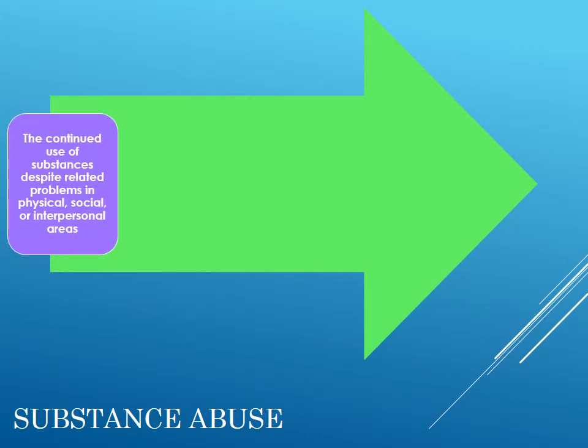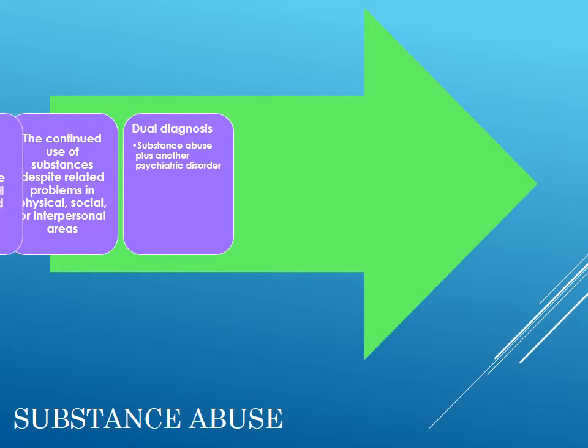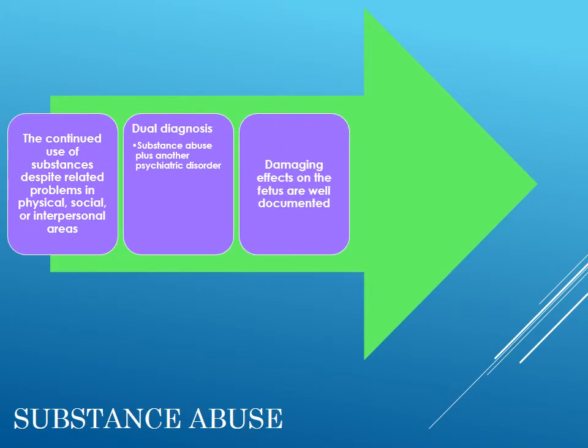The effects of alcohol and drugs on pregnancy are well known and include the continued use of substances despite related problems in physical, social, or other interpersonal areas. Substance abuse usually goes hand in hand with another psychiatric disorder. This is a dual diagnosis situation. As previously stated, the damaging effects of drugs and alcohol on the fetus are well known. Both can pass from the mother to the fetus. Smoking is considered a drug and can have serious effects such as bleeding complications, miscarriage, stillbirth, prematurity, low birth weight, and sudden unexplained infant death.